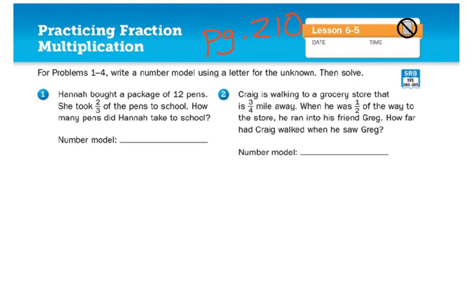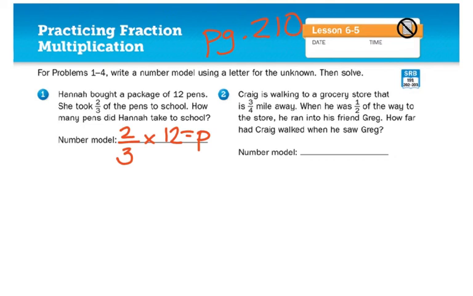It says for problems 1 through 4, write a number model using a letter for the unknown, then solve. Hannah bought a package of 12 pens. She took 2/3 of the pens to school. How many pens did Hannah take to school? So she took 2/3 of means to multiply of 12 pens. So we're going to multiply straight across.